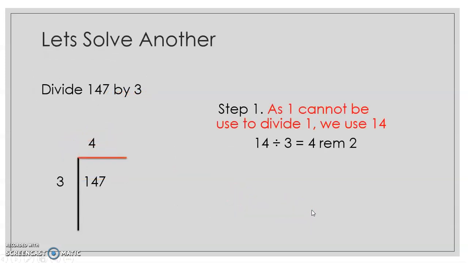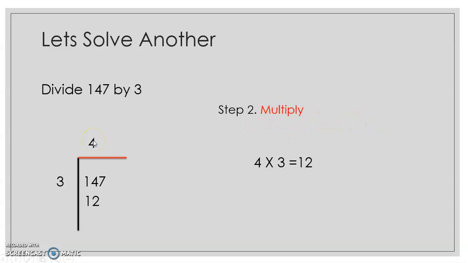Let's try another example. 147 divided by 3. In this case, we cannot say 1 divided by 3, can we? No, it would not give us a whole number. So we go to the next one, which is 1 and 4, which is 14. This 1 and 4, 14. So 14 divided by 3 is 4. So write down the 4 there.